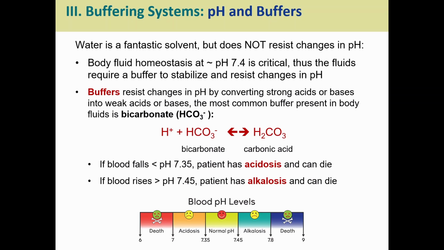So think about that, 7.4. We have 0.05, give or take. That's all the room we have. That's the room for error we have before we start to feel sick and or face severe health consequences and or die.